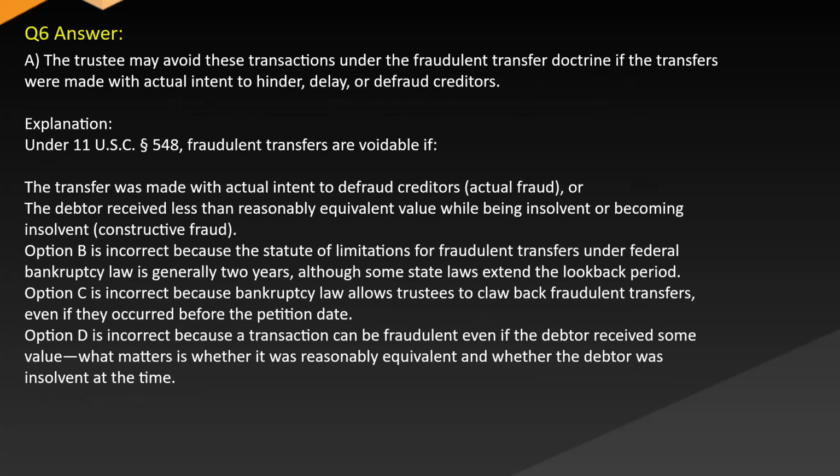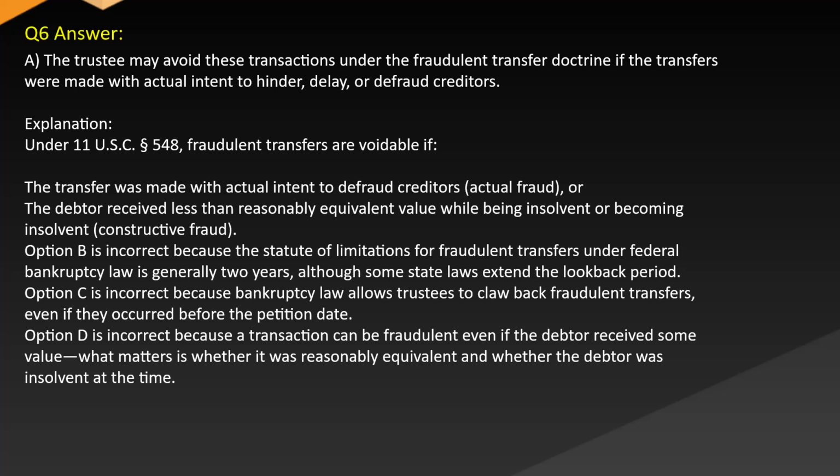Answer A. The trustee may avoid these transactions under the fraudulent transfer doctrine if the transfers were made with actual intent to hinder, delay, or defraud creditors. Explanation. Under 11 U.S.C. § 548, fraudulent transfers are avoidable if the transfer was made with actual intent to defraud creditors, actual fraud, or the debtor received less than reasonably equivalent value while being insolvent or becoming insolvent.